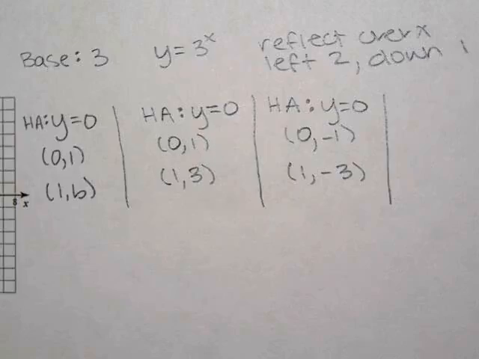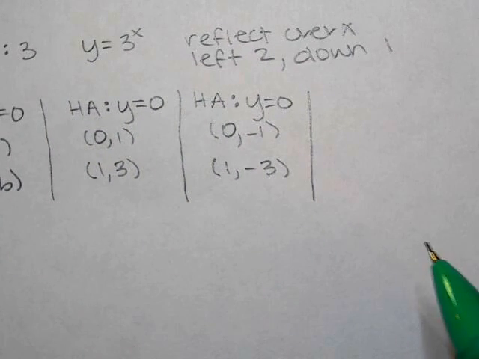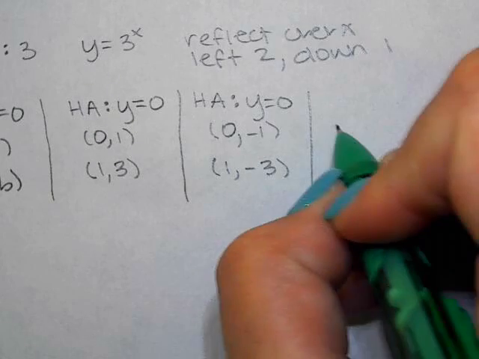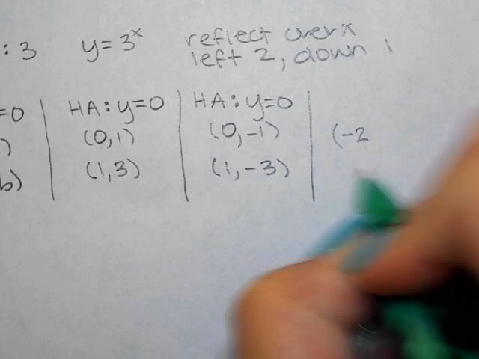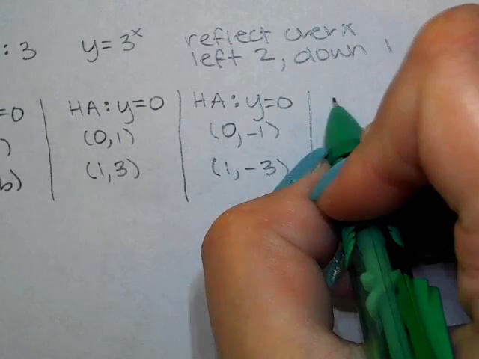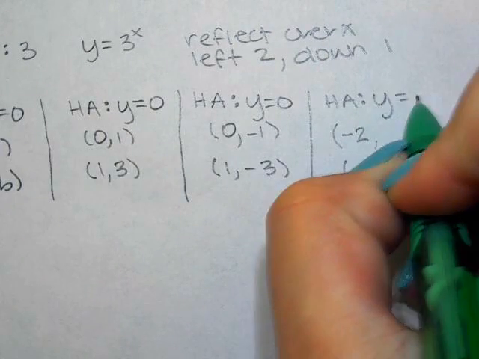And then I have to do the other 2 transformations, and since they involve adding and subtracting, we can do them at the same time. So when it says left 2, which coordinate does that impact? The x. Okay, so I'm going to say left 2, and then I'm going to say down 1, and that's going to impact the y, and I am finally impacting my horizontal asymptote. So y equals -1, down 1.